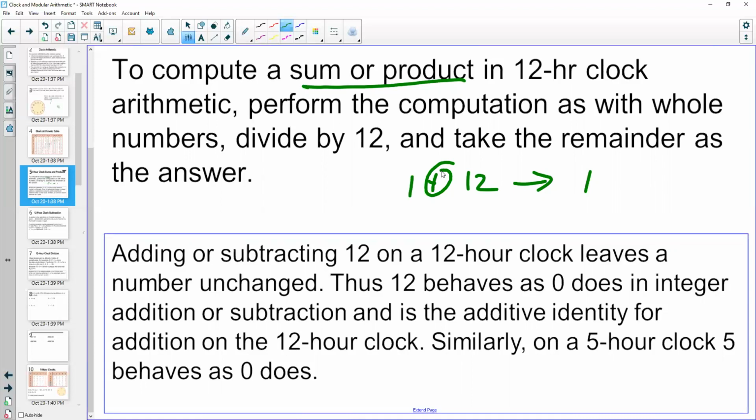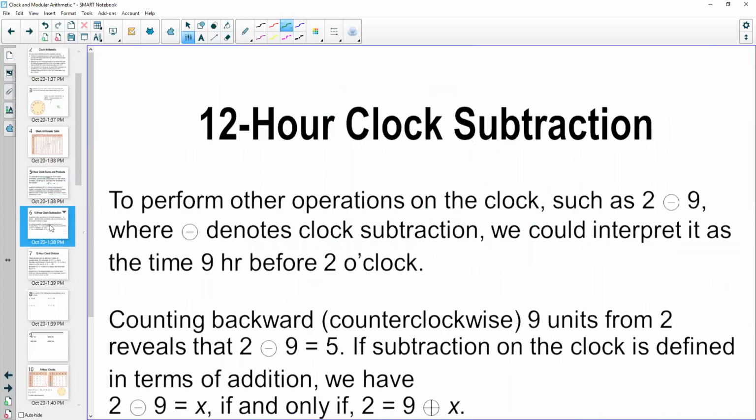There are lots of kinds of clocks, like we could make a 5-hour clock. However many hours are on the clock, subtracting or adding that number will act as a 0. So on a 5-hour clock, it's 5. On an 8-hour clock, it's 8. Okay? When we subtract in clock arithmetic, basically we consider it like turning back time.